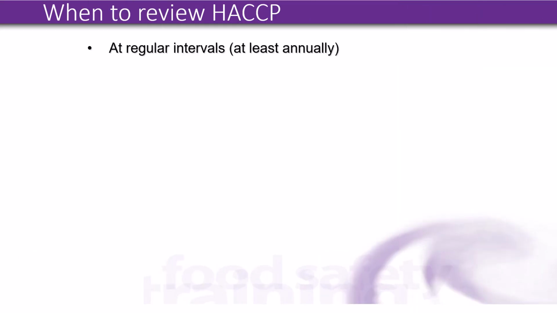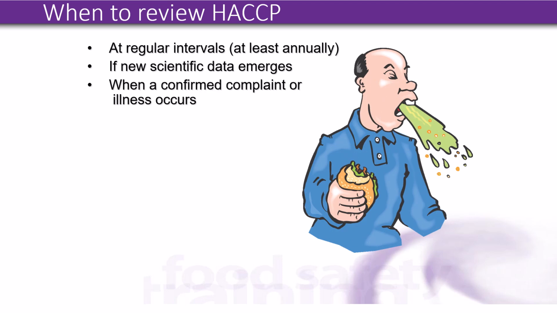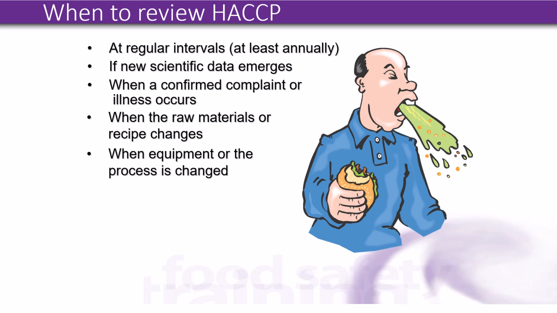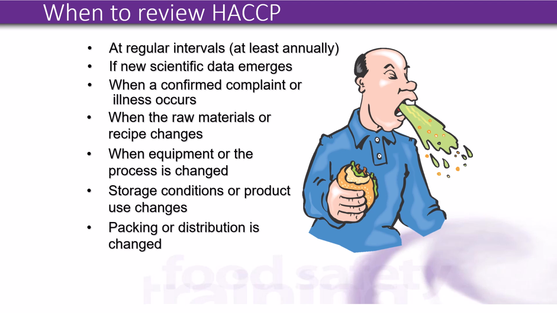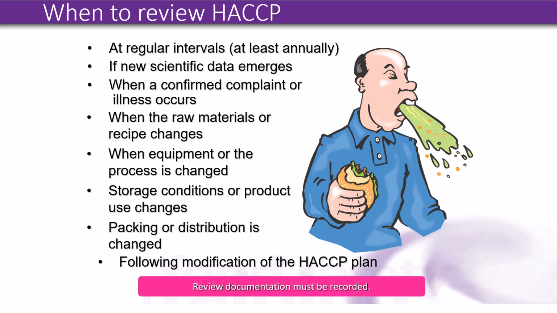When to review HACCP? At regular intervals, at least annually. If new scientific data emerges, when a confirmed complaint or illness occurs, when the raw materials or recipe changes, when equipment or the process is changed, storage conditions or product use changes, packing or distribution is changed, following modification of the HACCP plan. Review documentation must be recorded.